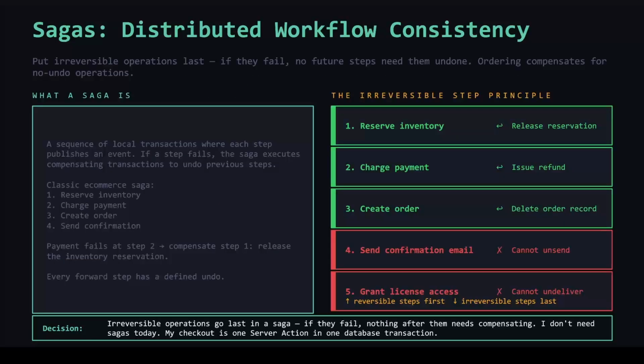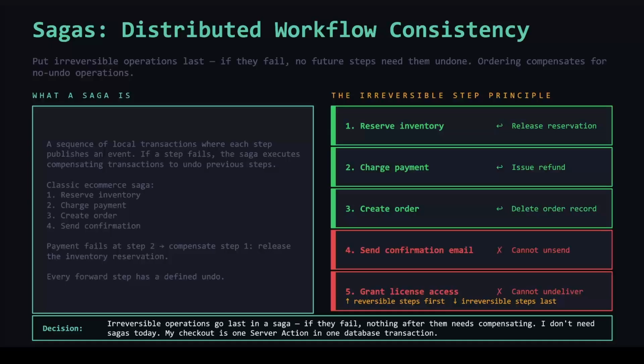Sagas. Distributed workflow consistency. If I decompose into a multi-service checkout, I'd need Sagas. A saga is a sequence of local transactions where each step publishes an event. If a step fails, the saga executes compensating transactions to undo previous steps. A classic example is reserve inventory, charge payment, create order, send confirmation. The payment fails, release the inventory reservation. Every forward step has a defined undo.